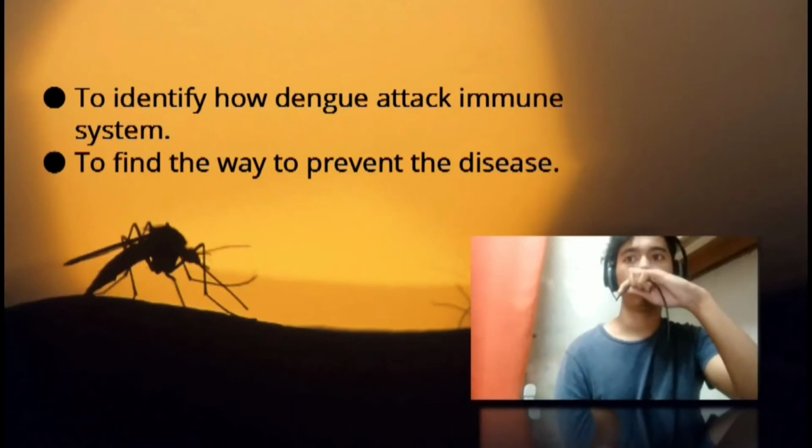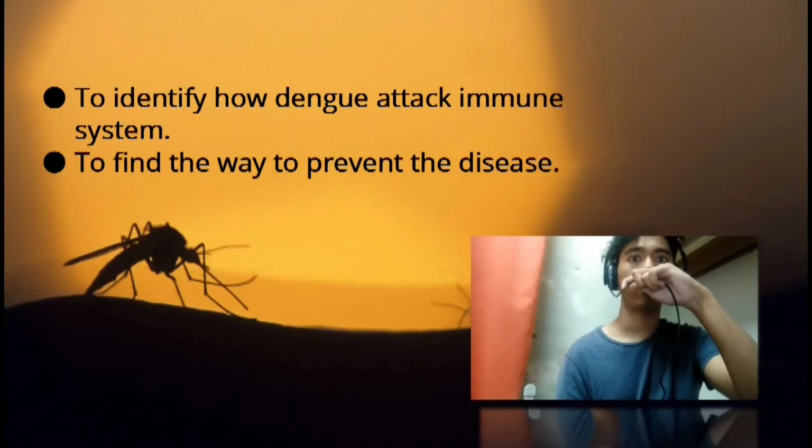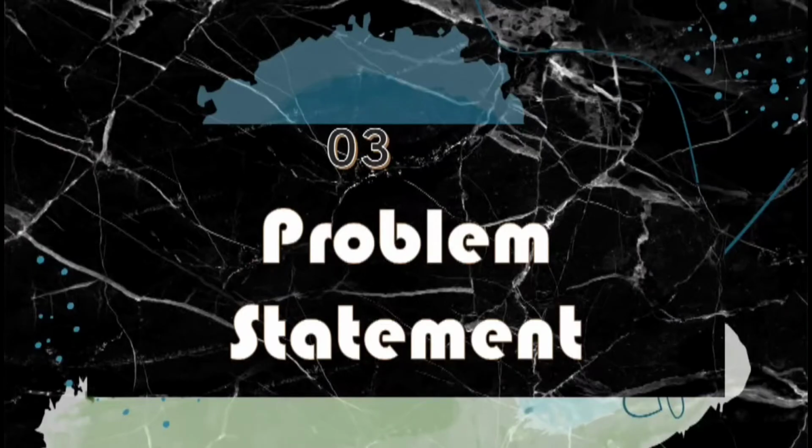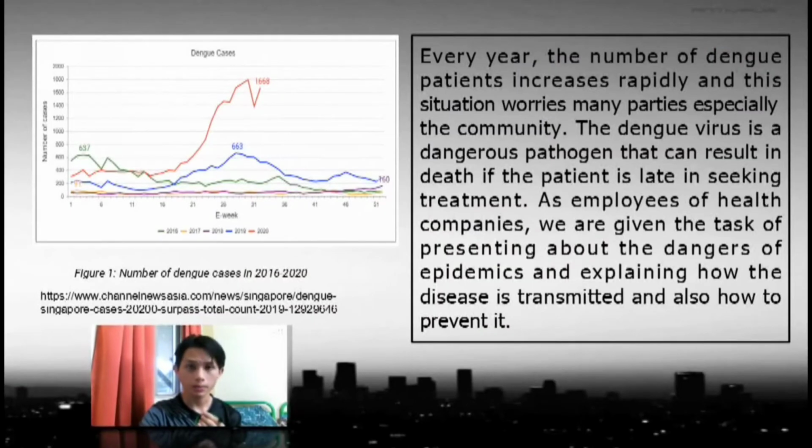So for our objectives, first, we explain how dengue attacks the immune system, and second, we find ways to prevent the disease. Each year, the number of dengue patients increases rapidly, and this situation worries a lot of parties, especially the community. Dengue virus is a dangerous pathogen that can lead to death if the patient is late to get treatment.